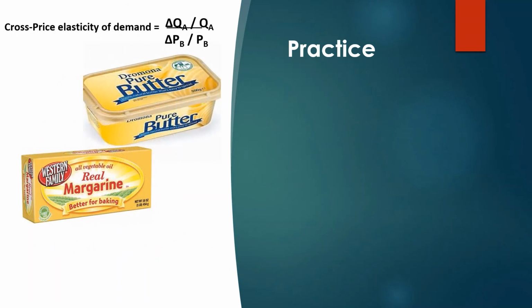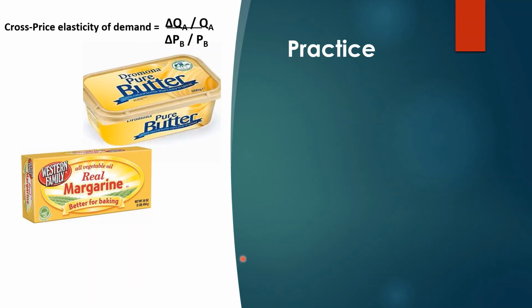Now consider another example from the dairy market. We are considering butter and margarine. These are two related goods, but we don't know whether they are complements or substitutes. In order to find out, we have to calculate the cross price elasticity of demand, and the sign of that cross price elasticity actually determines whether the goods are substitutes or complements.